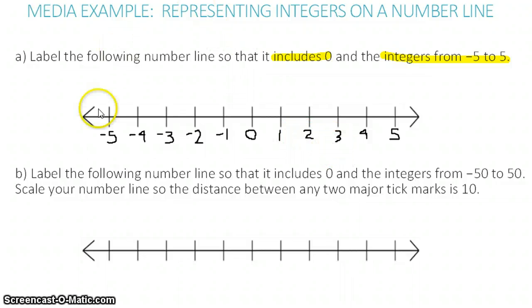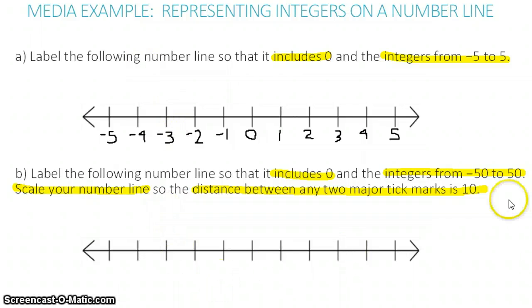Let's look at the next example. Label the following number line so that it includes 0 and the integers from -50 to +50. Scale your number line so that the distance between any two major tick marks is 10. Okay. So this is going to be a different scaling maybe than you're used to.